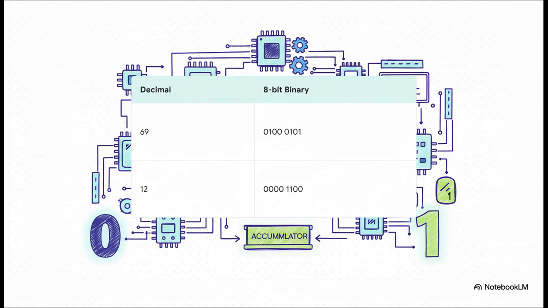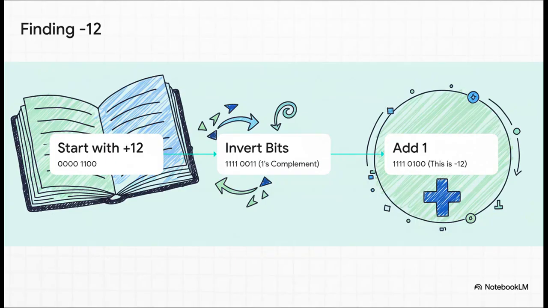69 is 01000101, and the number we want to subtract, 12, is 00001100. Now let's turn that positive 12 into a negative 12. Okay, here's exactly how the computer does it. We just follow our two-step rule.